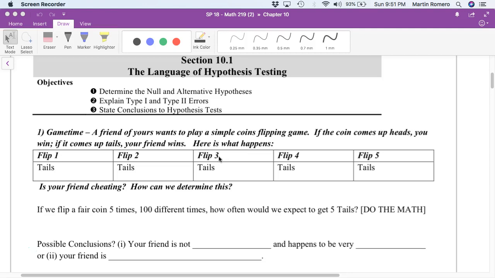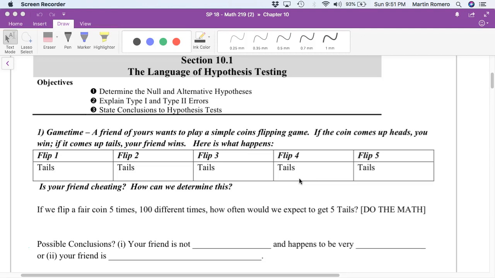So imagine this situation. A friend of yours wants to play a simple coin flipping game. If the coin comes up heads, you win. If it comes up tails, your friend wins. Here's what happens. You flip the coin one time, two times, three times, four times, five times, and it always comes up tails. So you start to get suspicious and you think, is your friend cheating? How can we determine this? If he's your friend, you're probably not assuming he's cheating.